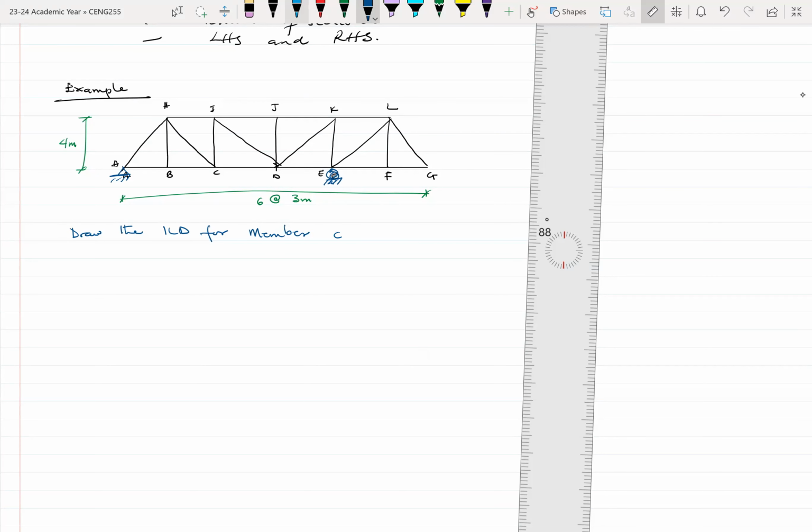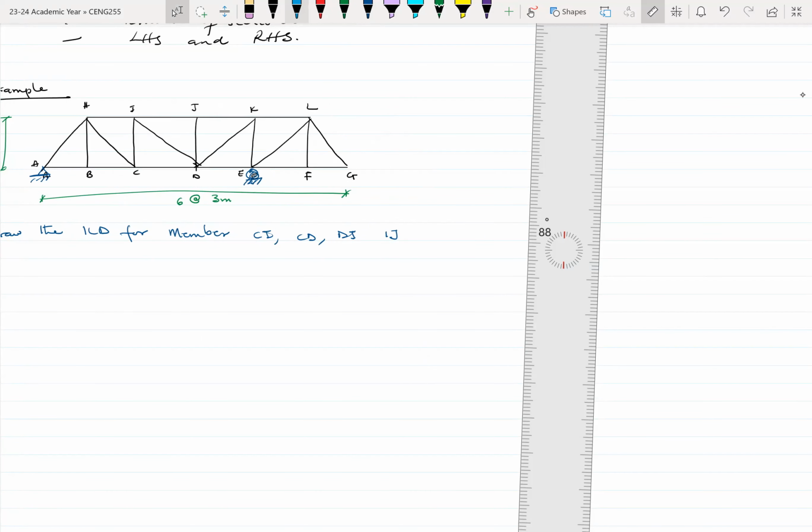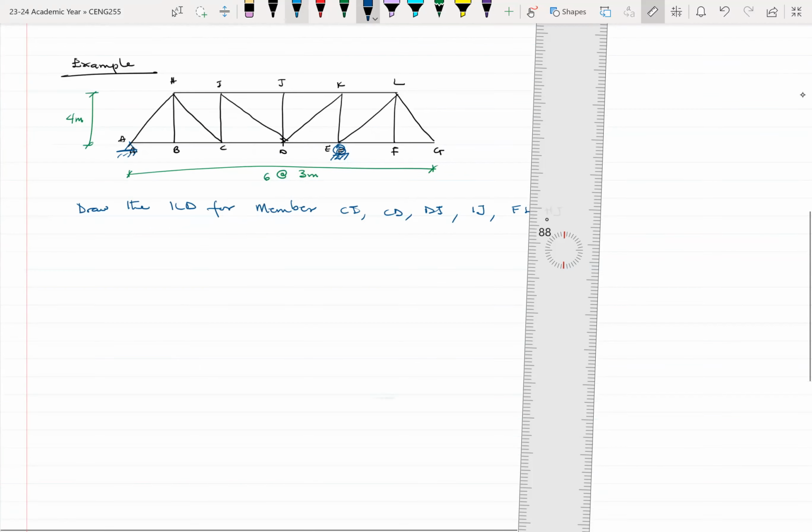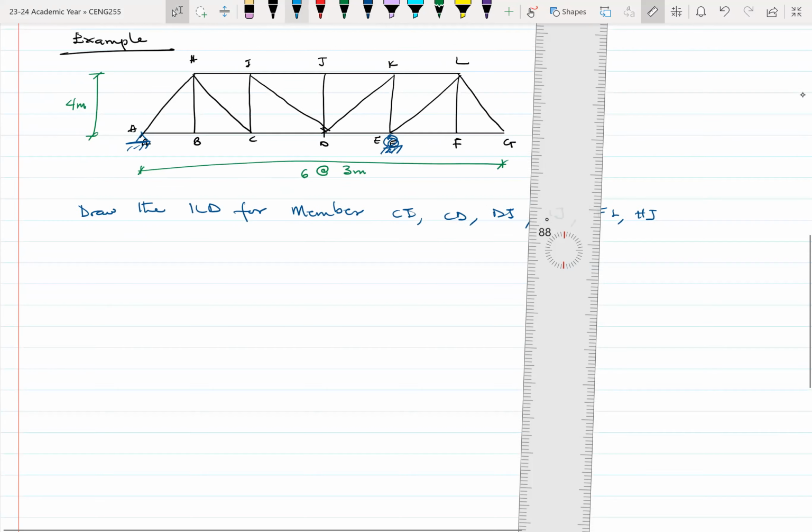Let's remember member CI, member CD, member DI, member IJ. So there's like a tall list, right? Member FL, and then member HG. I won't do all, I'll just do a few, so that we just see what goes into it. So if you have all of that, okay, what else do we need?